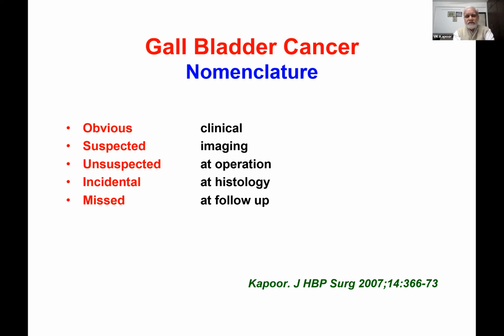Unfortunately, in our healthcare system, we also see patients in whom either the gallbladder was not subjected to histology, or even if the histology was done, it did not show malignancy, and then the patient presents with a recurrence after a few months, and this is what we call a missed gallbladder cancer.